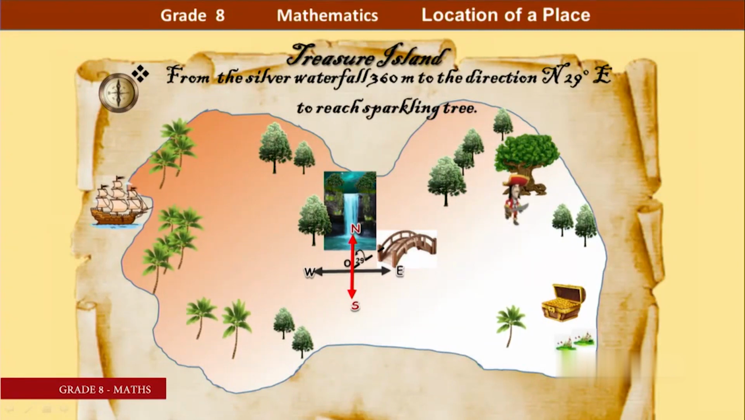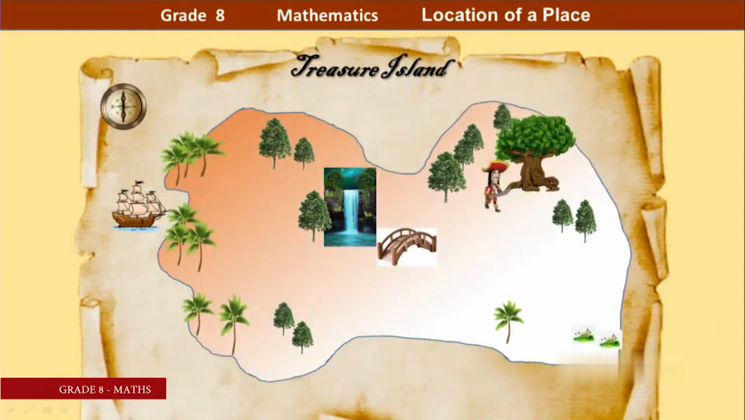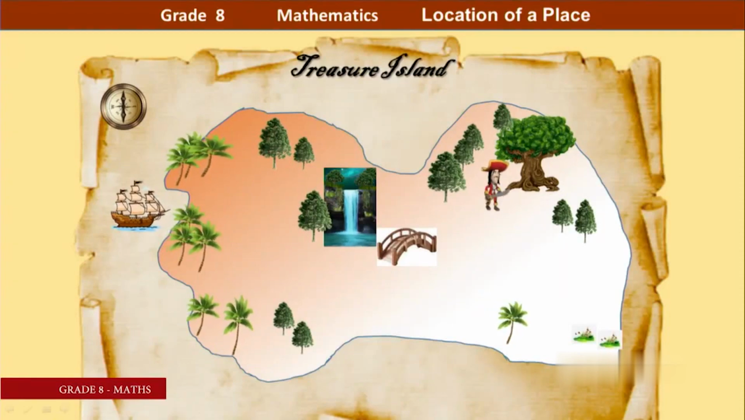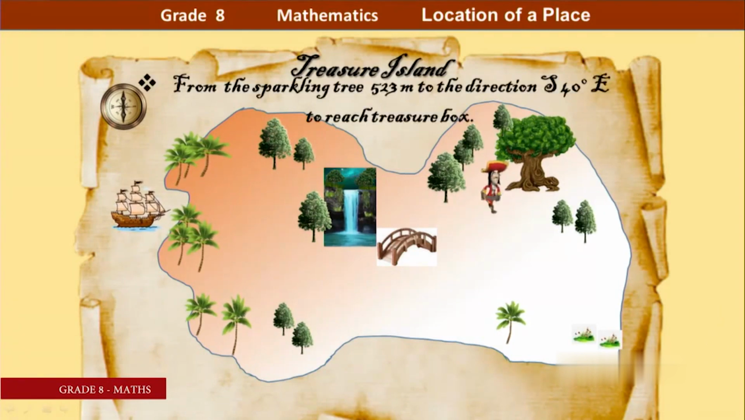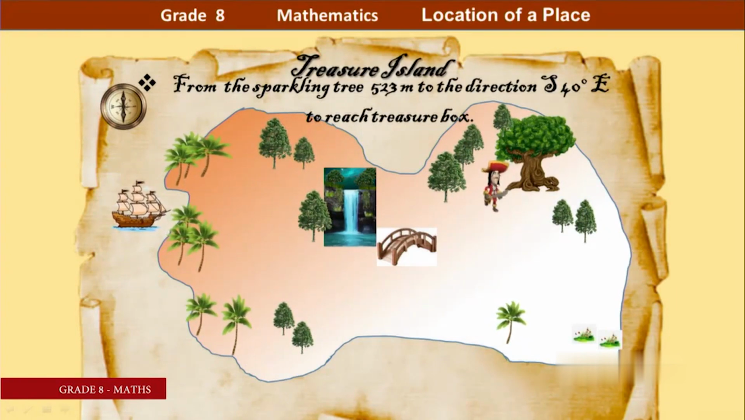Now he is at the final stage to find the treasure. We will see the final step. Now he is at the sparkling tree. What is the direction from the sparkling tree? Yes, from the sparkling tree, 523 meters to the direction 40 degrees south to east. Then he could reach the treasure box. Make sure the distance, 523 meters. What is the direction? From south to east direction. What is the angle? That is 40 degrees.